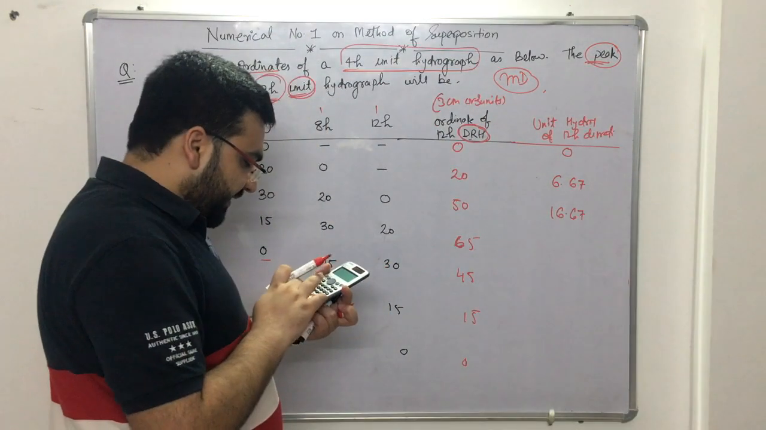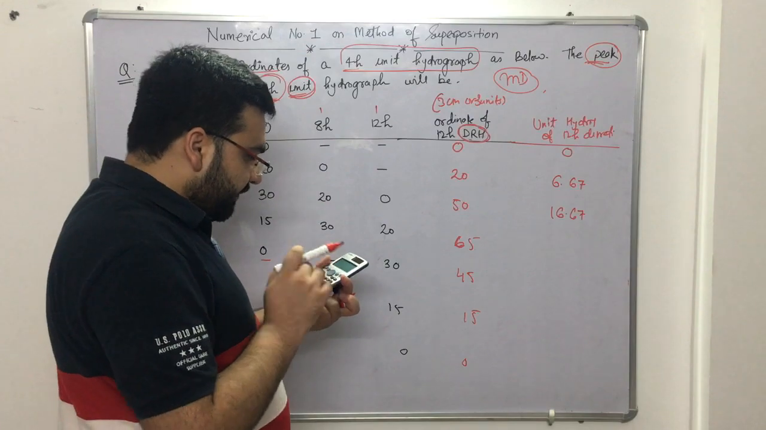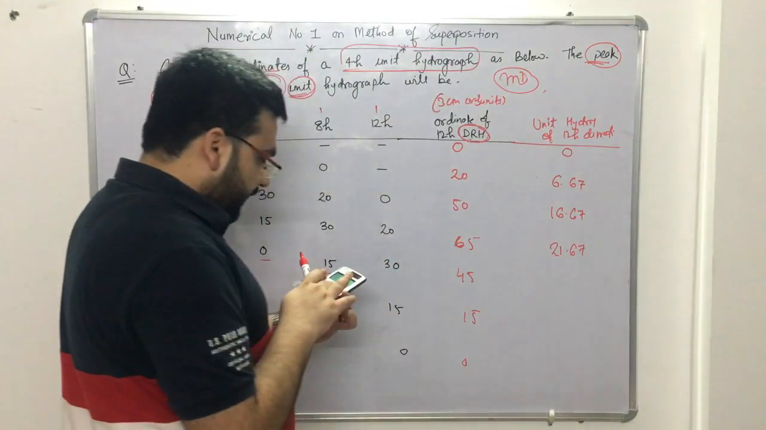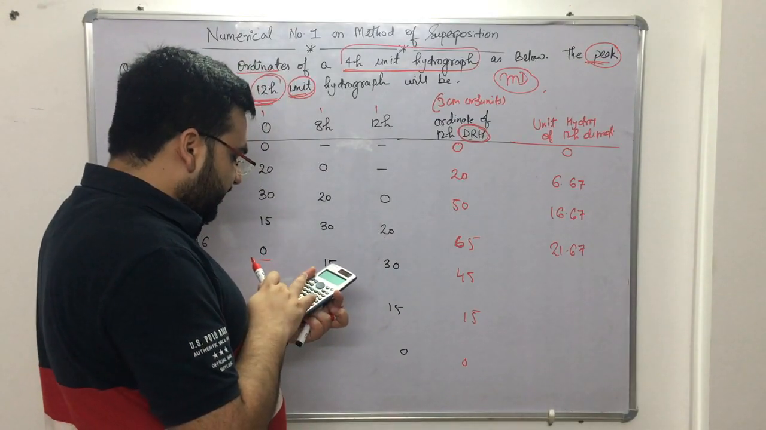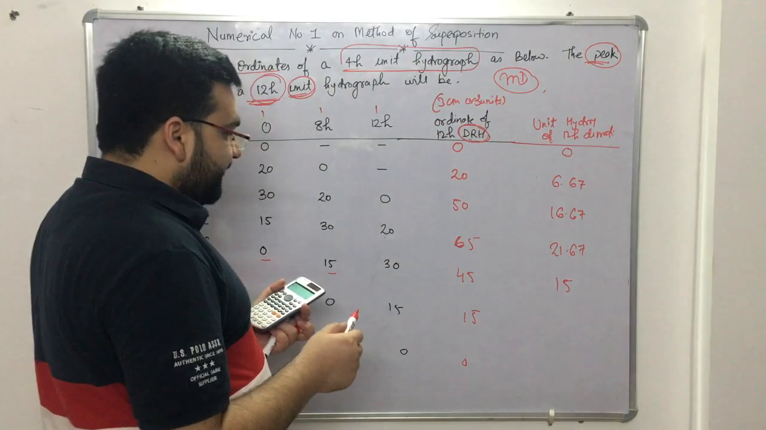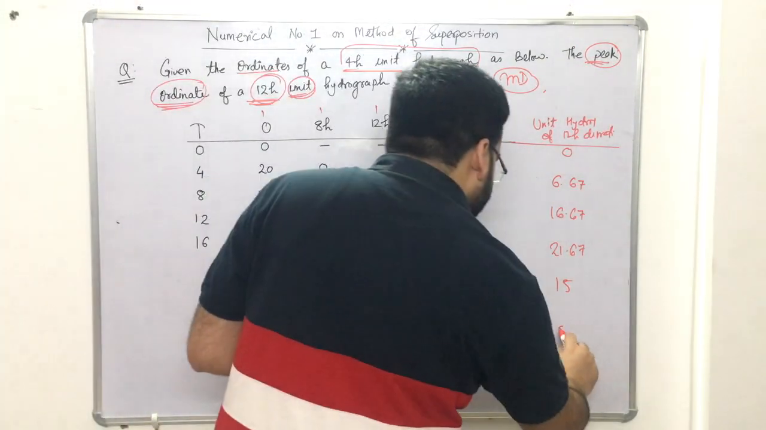65 divided by 3 will be 21.67. 45 divided by 3 is 15. So it will be 15. And 15 divided by 3 is 5. And then we have 0.